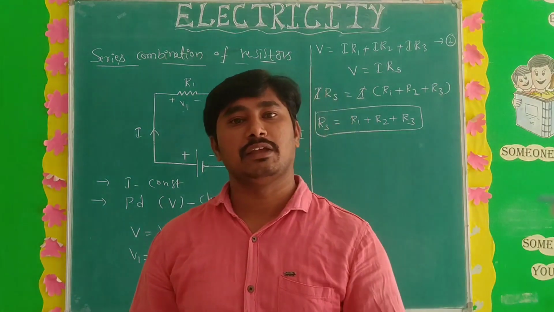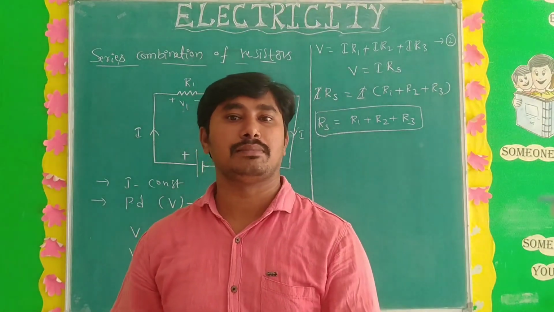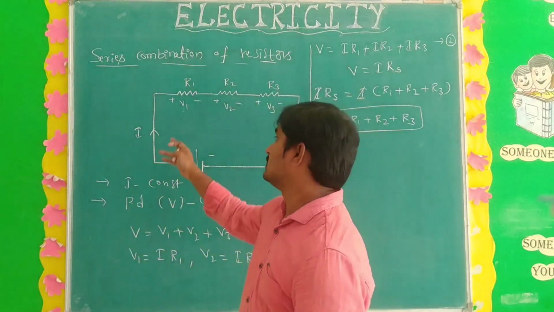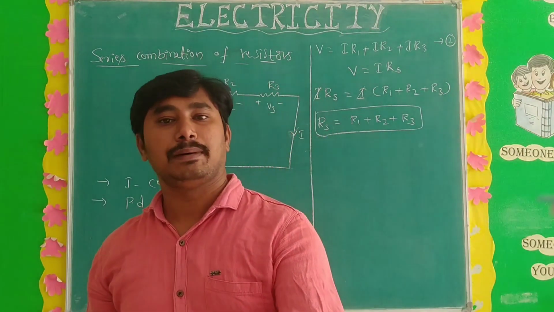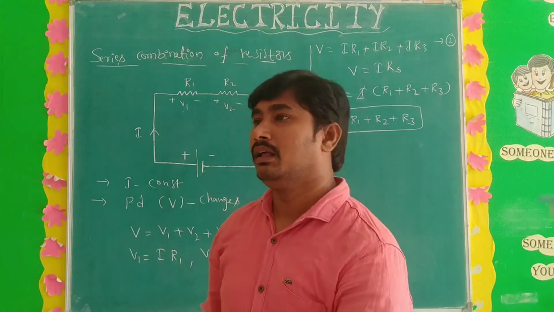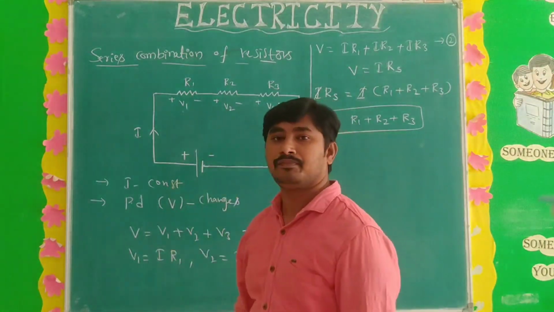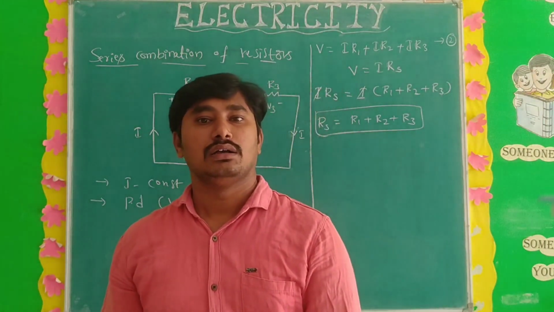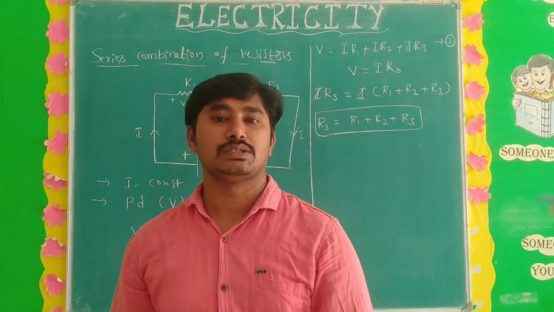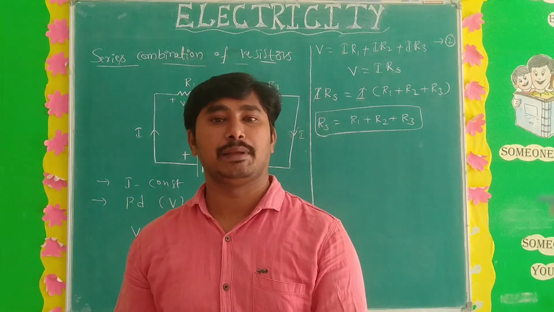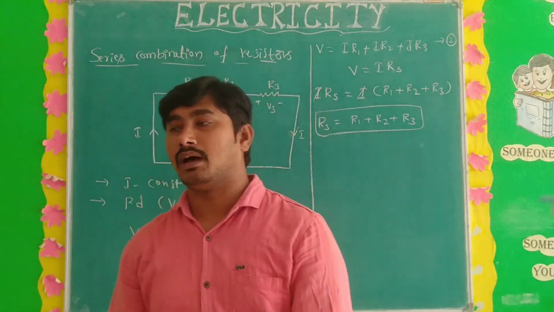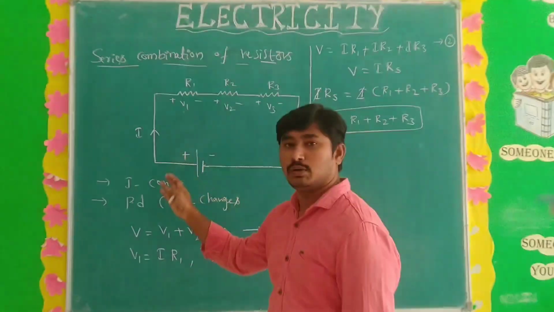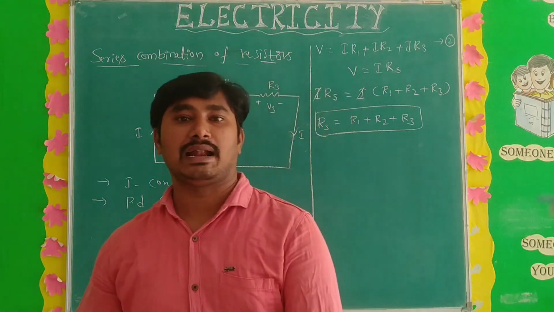In series combination, if any one bulb fails, the remaining bulbs also do not glow. Why? Because this is a single path, the electrons go in a single path. That's why if any bulb fails, automatically the remaining bulbs also do not glow. And also we can't switch on and switch off individually. If we switch off any bulb, the remaining bulbs also go off. If you want one bulb on, the remaining bulbs are also on. So that's why it is not suitable for houses and factories.